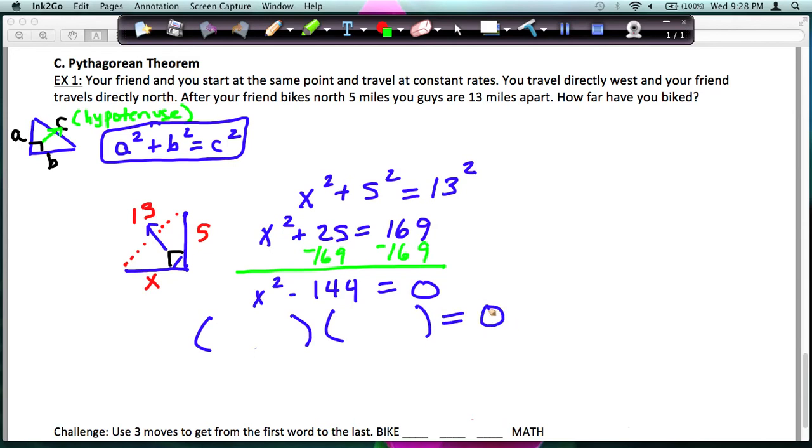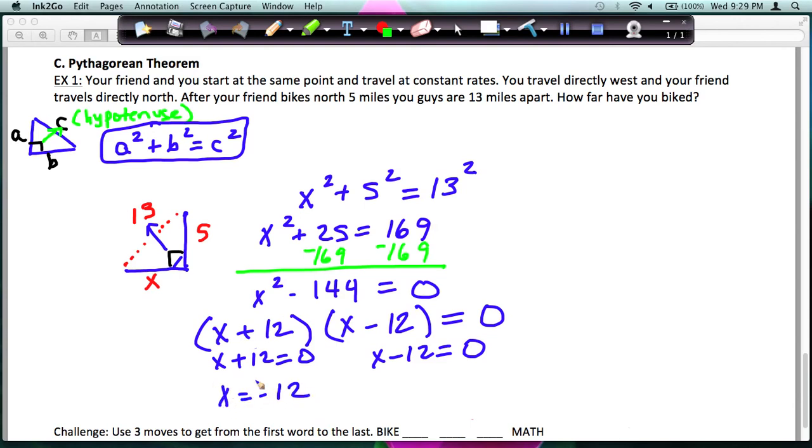So I'm going to set this up. I have x and opposite signs. The square root of 144 is 12, so it's x plus 12 and x minus 12. Set both of these factors equal to 0. You'll notice that in the first one, when you subtract 12, you get negative 12, and we never talk about a negative distance, so that one's gone. But here you add 12, and you get x is 12, and our units are miles. So you traveled 12 miles.